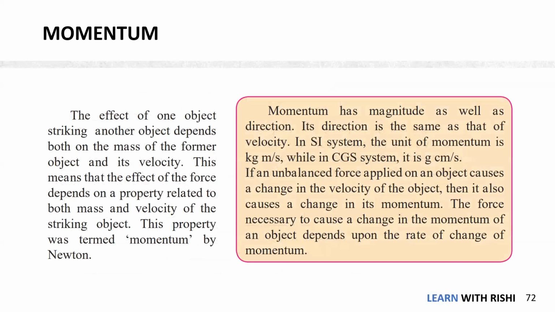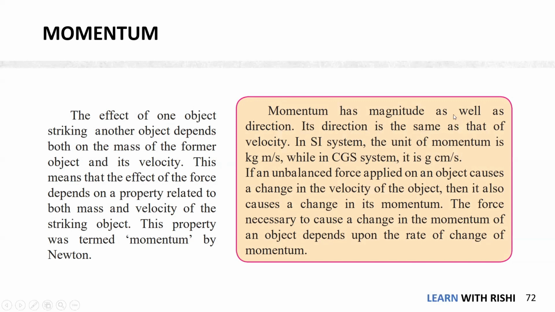Let us see this. The effect of one object striking another object depends both on mass of the former object and its velocity. This means that effect of force depends on property related to both mass and velocity of striking object. This property was termed as momentum by Newton, and Newton's second law of motion tells you about the momentum. Okay, now let us learn some basic concept of momentum.